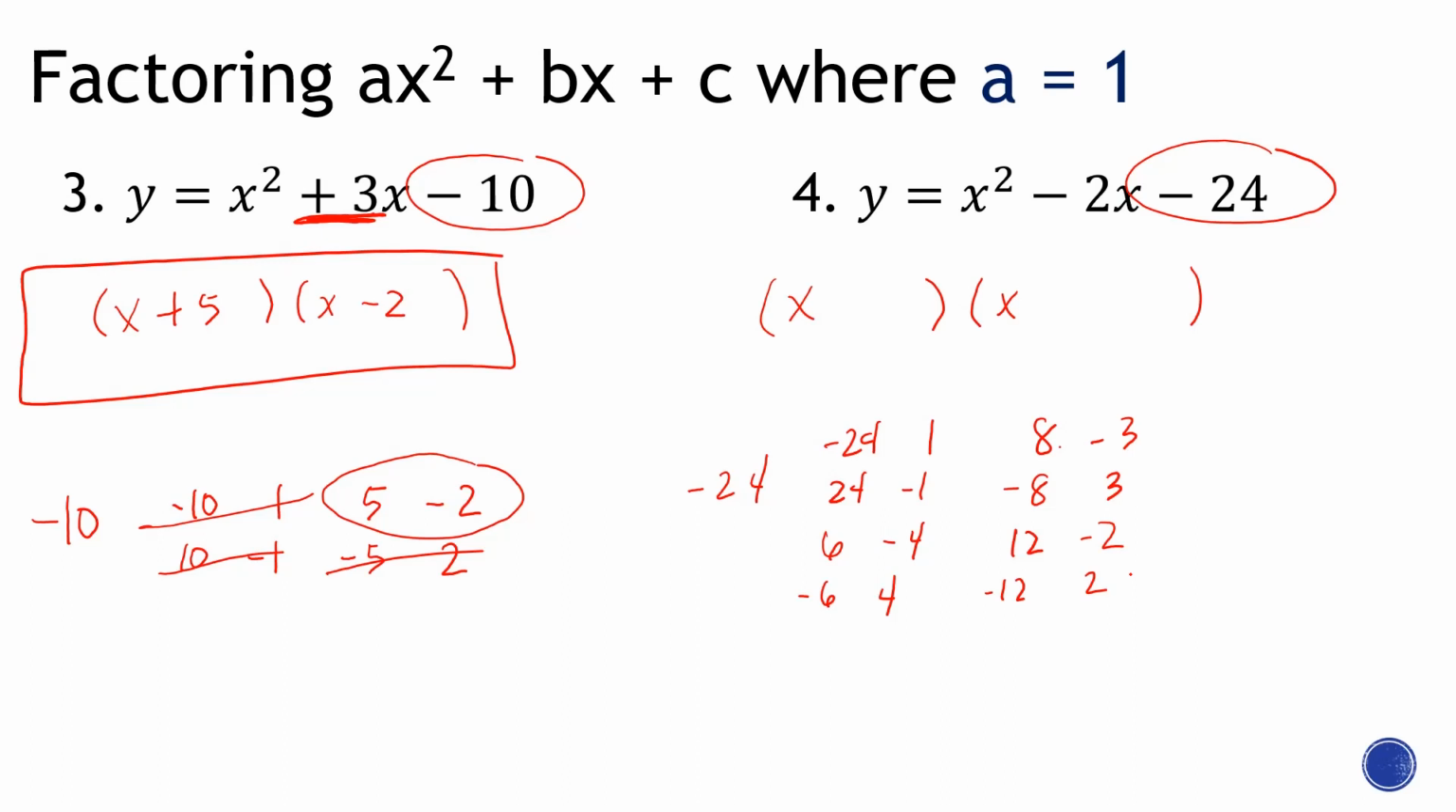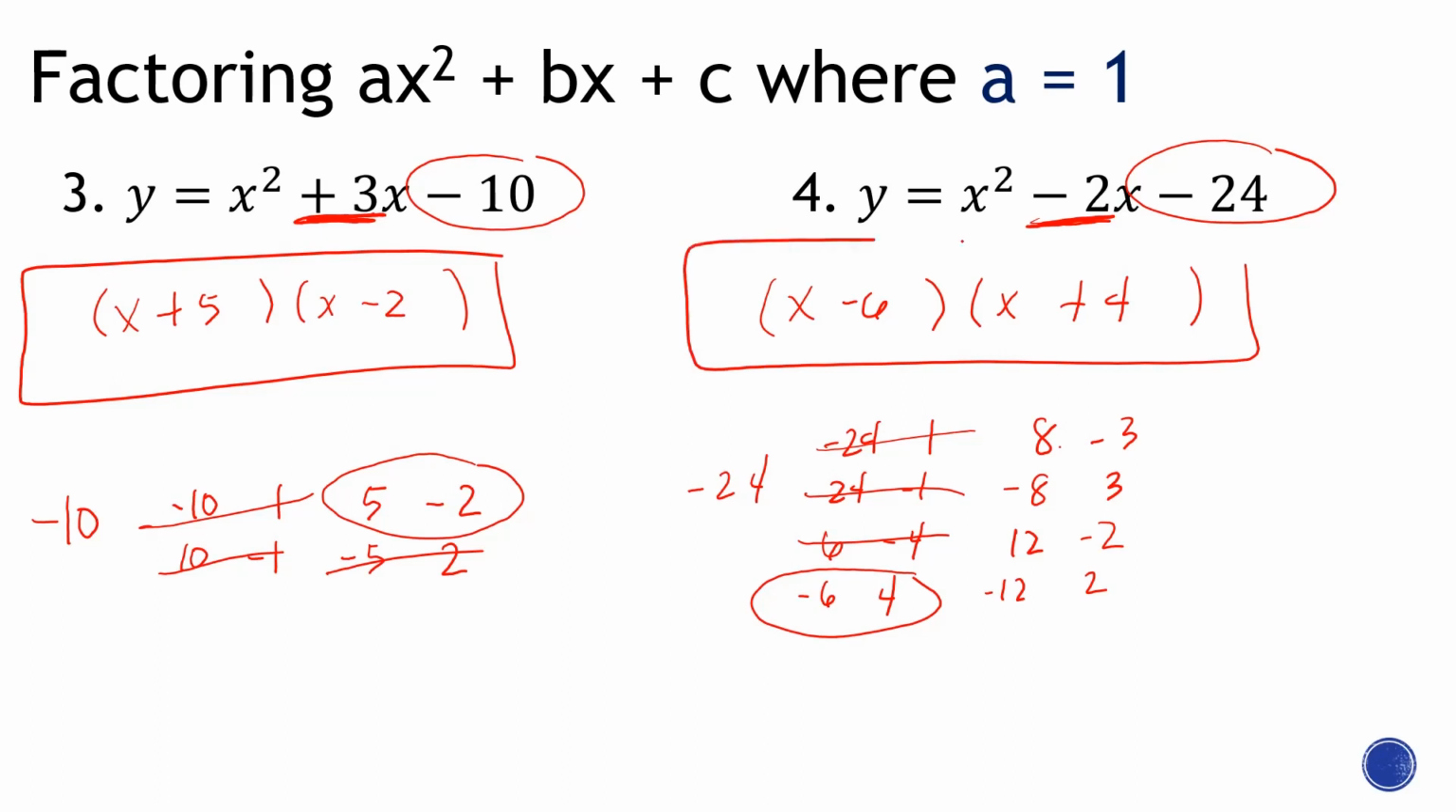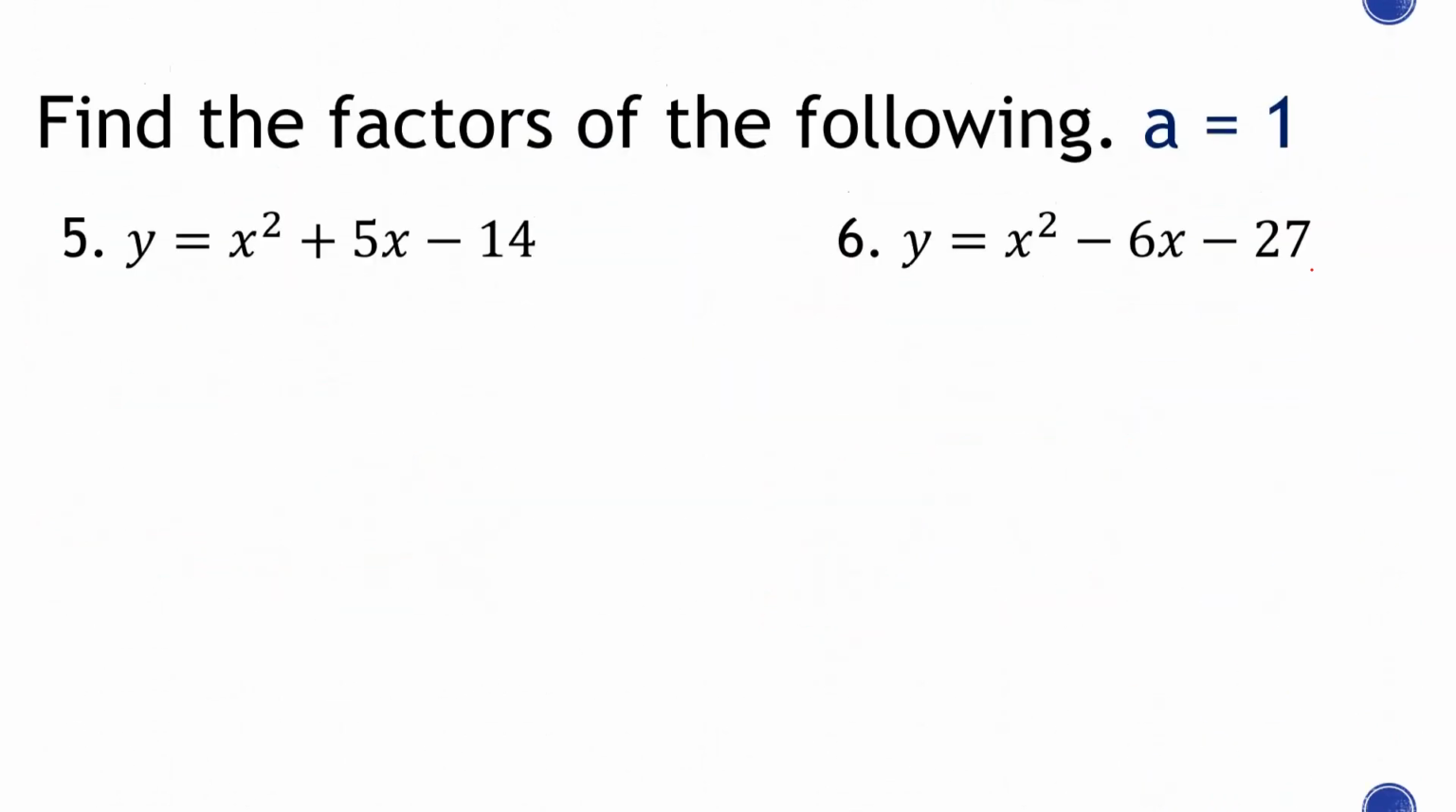Now which among these 8 pairs will give us a sum of negative 2? If we add these two numbers, it will be equal to negative 2. Let's try the first one, negative 24 and 1. Nope. 24 and negative 1. Nope. 6 and negative 4. Nope. Negative 6 and 4. Will that be equal to negative 2? Yes, that's what we want. We don't need to test the other 4. We already found the correct combination, and that's negative 6 and positive 4. That's our answer. Let's go to the last two examples.